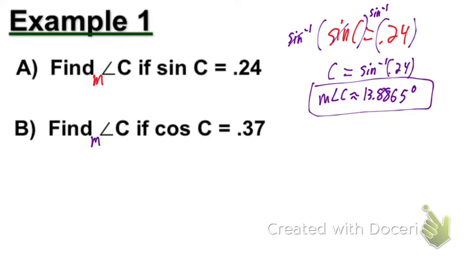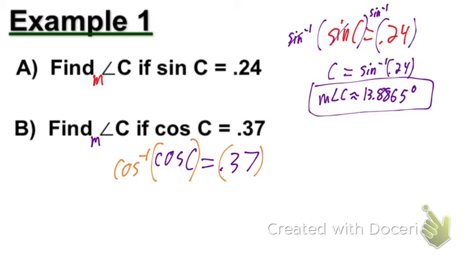Find the measure of angle C if cosine of angle C is equal to 0.37 to 4 decimal places. I'm going to go over what happens mathematically again. So I'm just rewriting it so I have room to write. Cosine of angle C is equal to 0.37. I'm going to take the inverse cosine of both sides of the equation. They undo each other. I'm left with angle C is equal to the inverse cosine of 0.37.